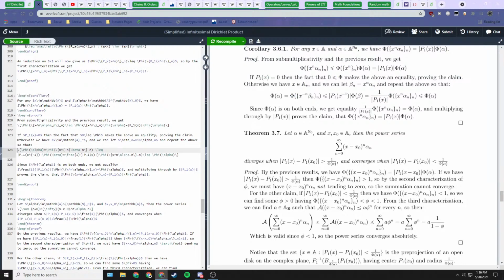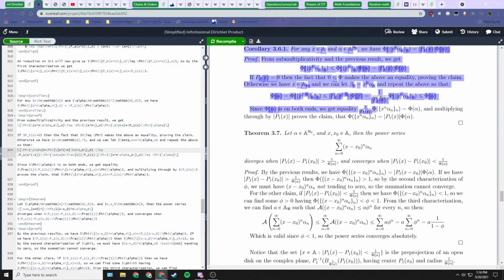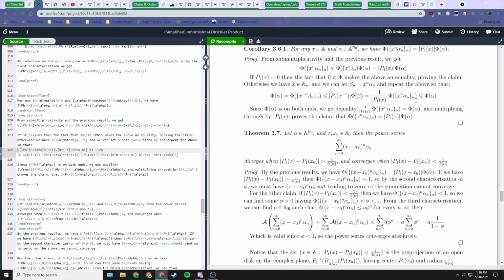But because we already have this inequality here, phi of this thing is less than or equal to p1 of x times phi of alpha. Well, this p1 of x here is going to cancel out with this p1 of x here, and we're just going to get less than or equal to phi of alpha.